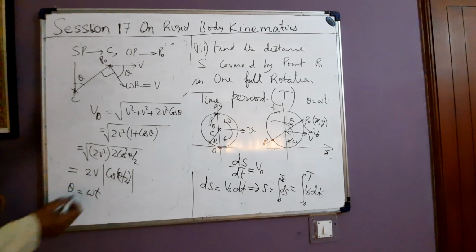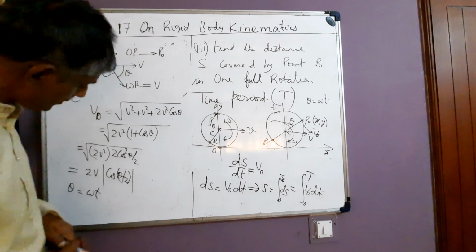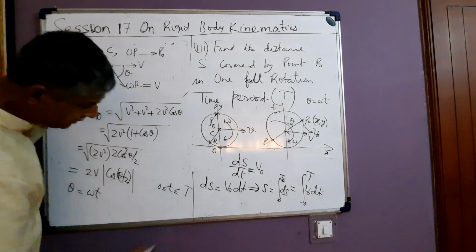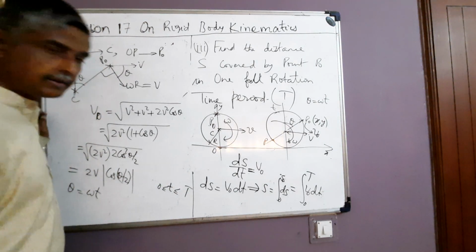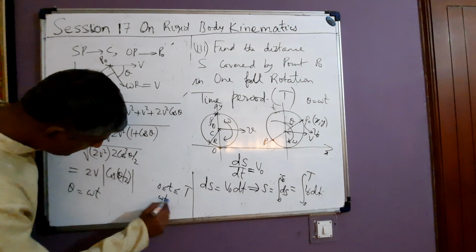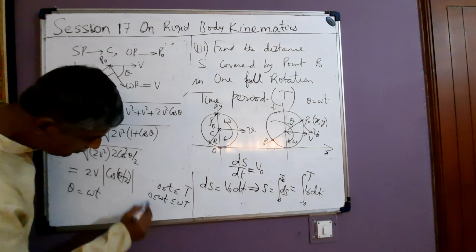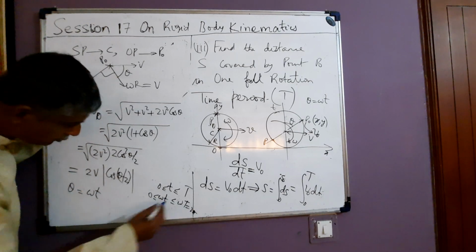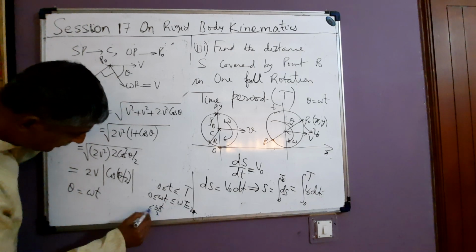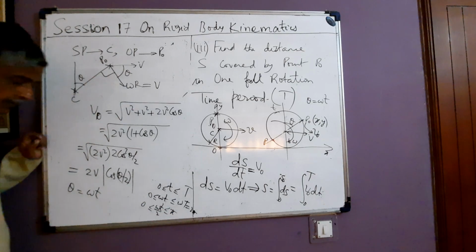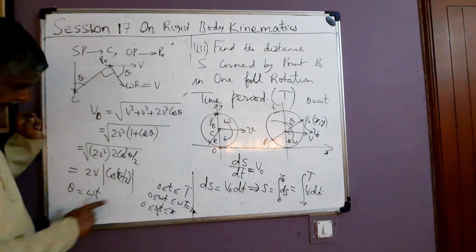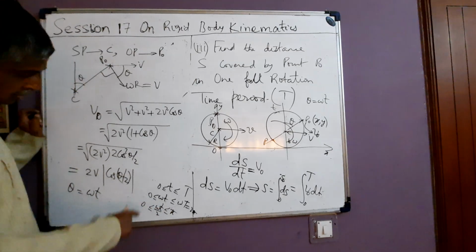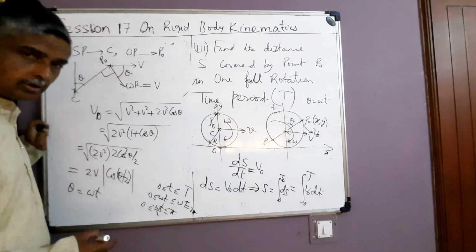Now you see one thing. Our t will vary from 0 to capital T. Alright, small t will vary from 0 to where? Capital T. So omega t will vary from 0 to omega T. But omega T is what? 2 pi. Omega t will vary from 0 to 2 pi. Omega t by 2 will vary from 0 to pi. But in 0 to pi, cos will change sign. Alright, fine.